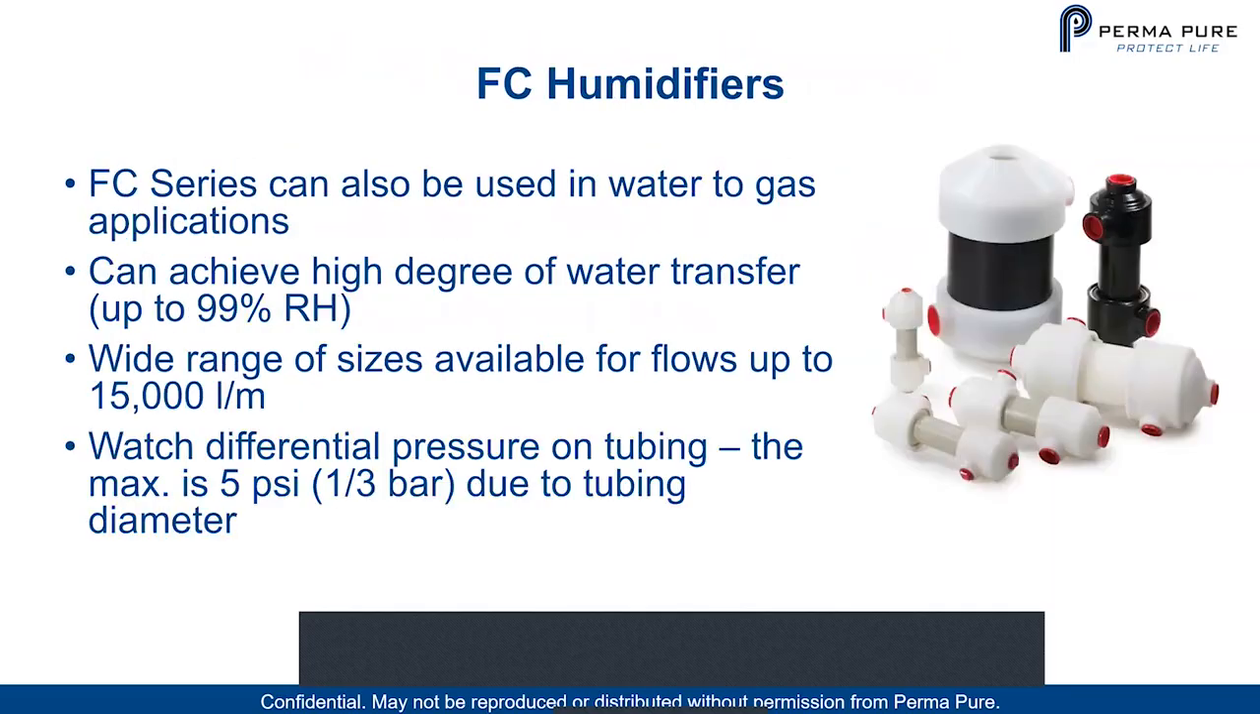FC humidifiers can also be used in water to gas applications and can achieve a high degree of water transfer, up to 99% relative humidity. We have a wide range of sizes available for flows up to 15,000 liters per minute. You have to watch differential pressure on the tubing, as the maximum is 5 psi, 1/3 of a bar, due to the tubing diameter. It's very thin and small tubes in these FCs for efficiency.